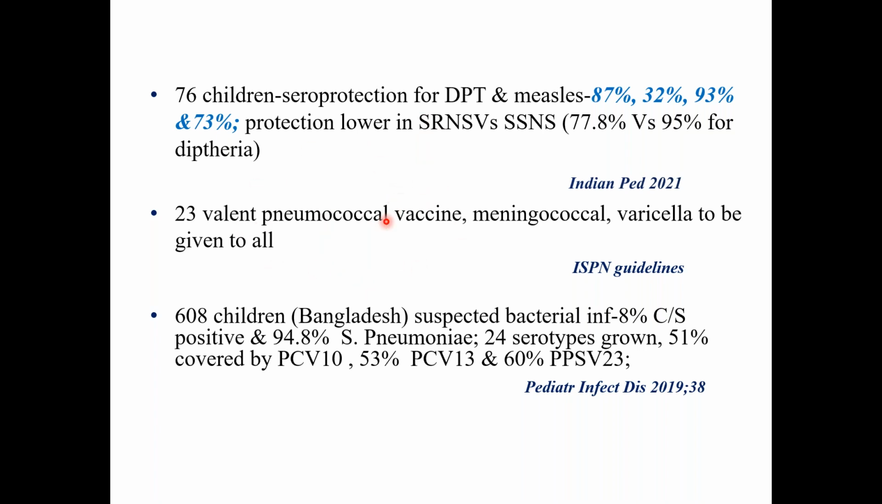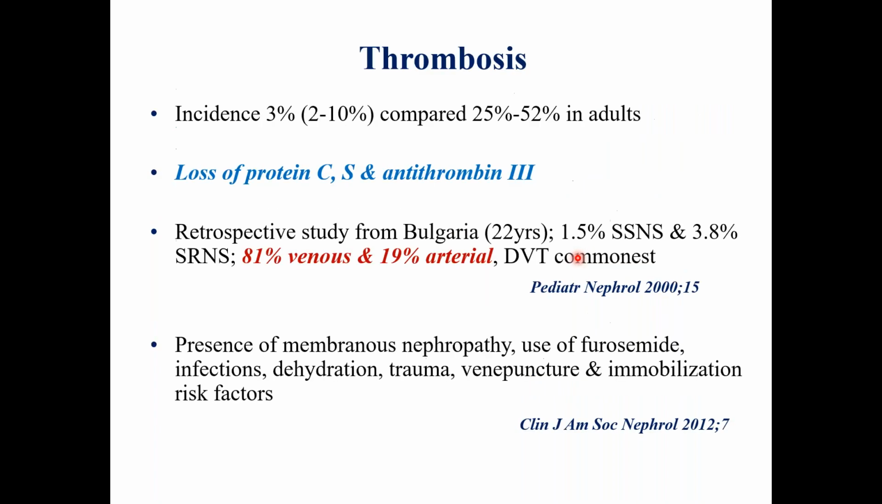23-valent pneumococcal vaccine, which is a polysaccharide vaccine, and a meningococcal AC, the quadrivalent meningococcal vaccine, or a conjugate which is also a polysaccharide vaccine, can be given to these patients. And varicella vaccine should also be given to these patients, because all these infections can cause real problems in children with nephrotic syndrome and can also predispose to relapses. So these extra vaccines should be given to all patients of nephrotic syndrome.